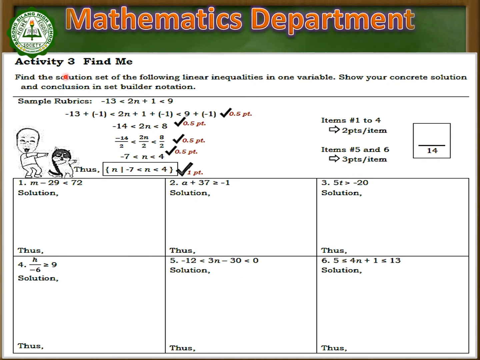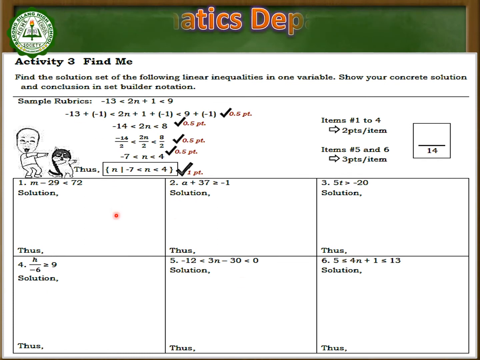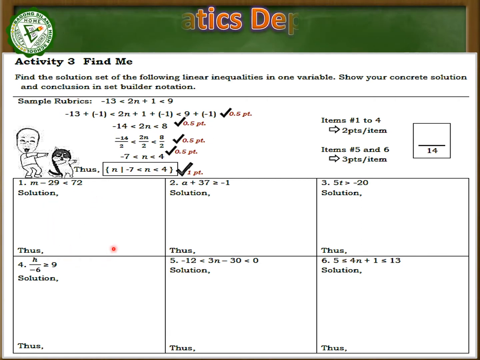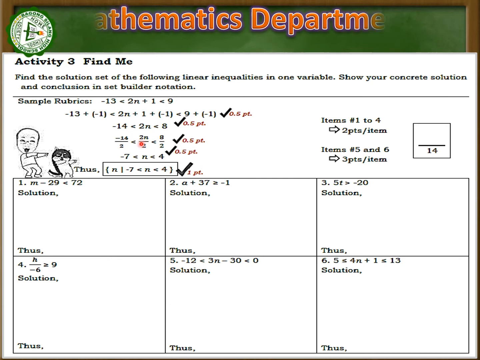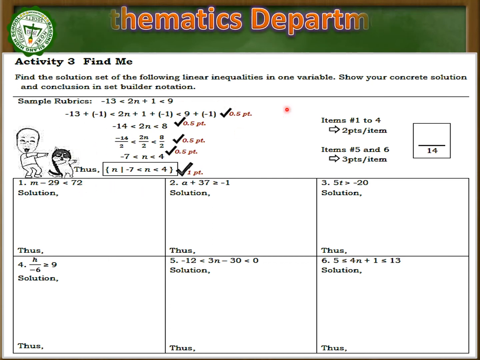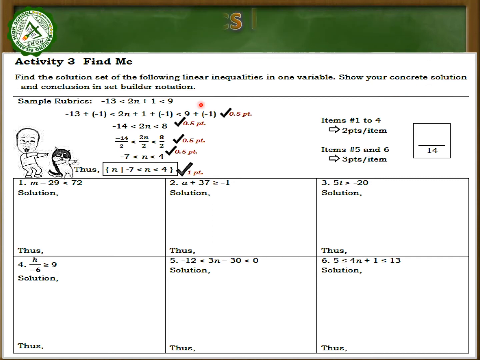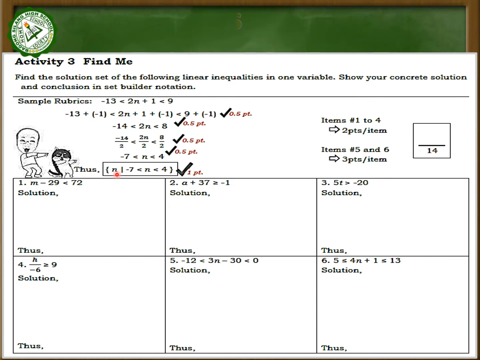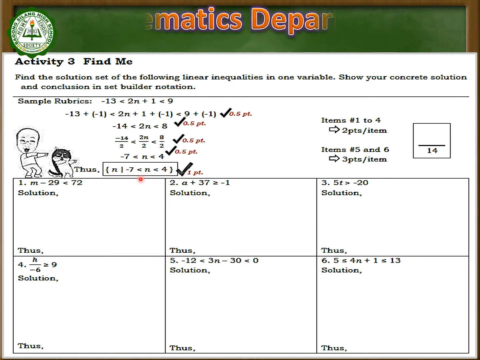Activity number 3, find me. So find me again, it's an inequality. Your final answer will be in set builder notation. Show your concrete solution and conclusion in set builder notation. So thus, n such that n is greater than -7 but less than 4. A total of 14 points for activity number 3.